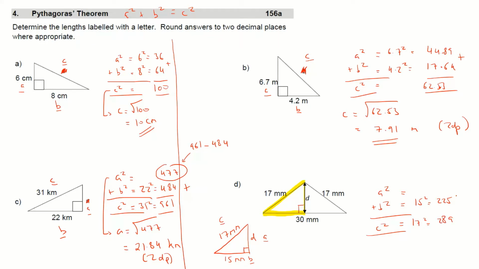Again, right? Something add 225 is 289. So I just do 289, take off 225, and that there is 64. So A squared is 64. So in this case, A is going to be the root of 64, which is 8 millimeters. And we are done.